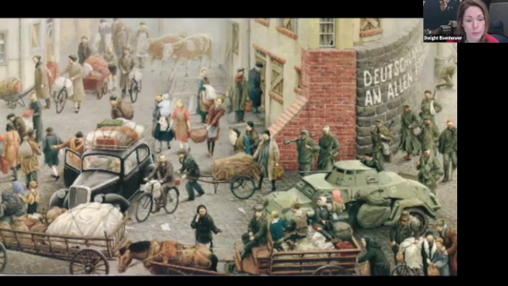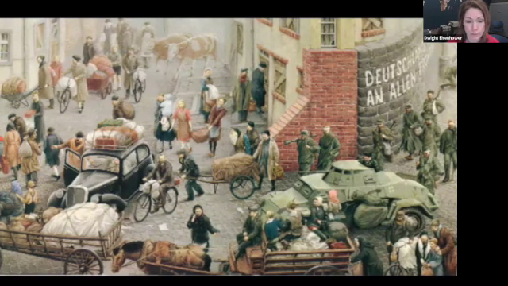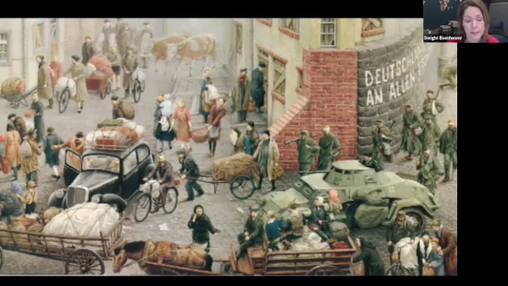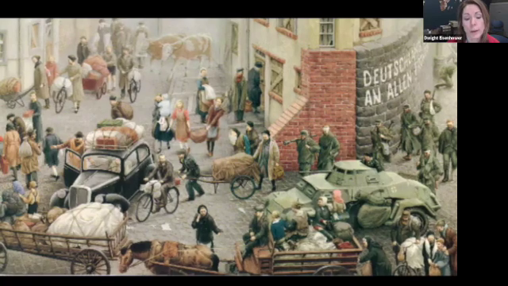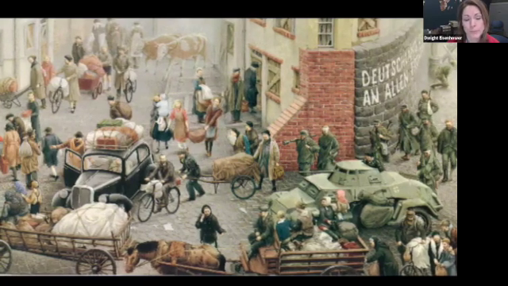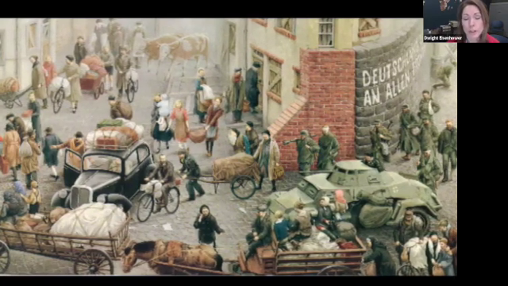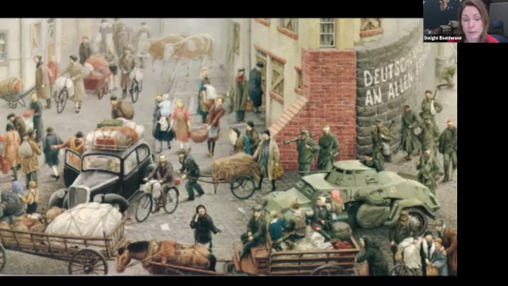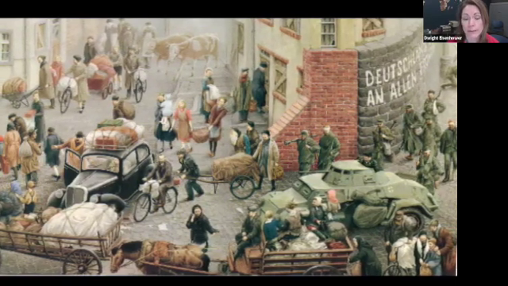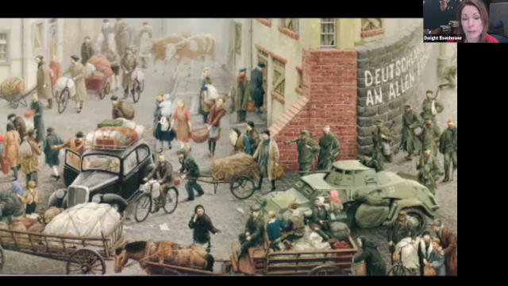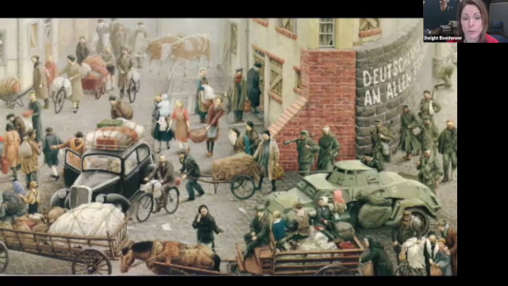In this picture, I want you to notice the woman in the forefront in the black. That is Rose Blanche's mother. I imagine she's probably looking for Rose at this point, right? Everyone is scrambling to leave. And where is Rose?